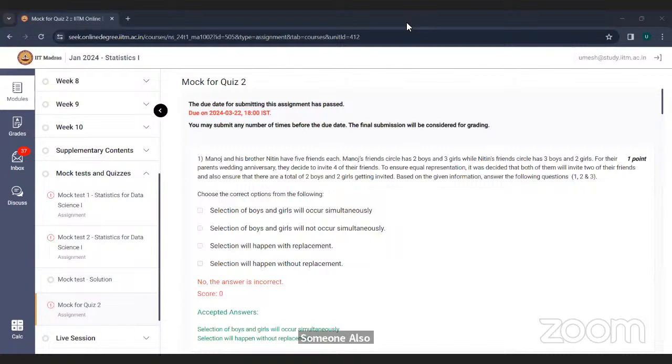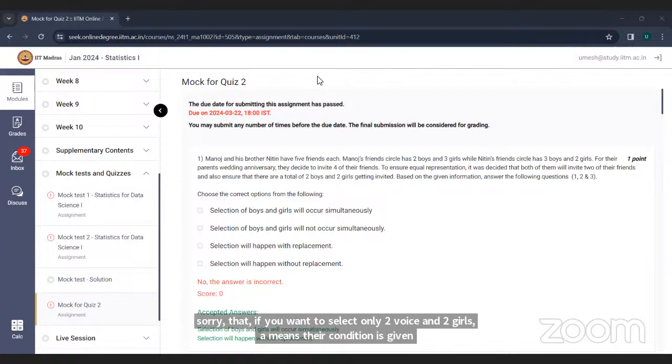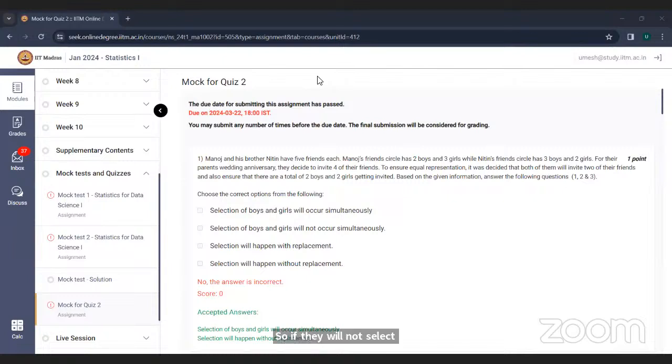Sir, I thought that if we want to select only two boys and two girls, meaning that condition is given, then if they do not select simultaneously, it might be that Manoj selects two girls and also Nitin selects one girl between them. Then it will not work. That's the right answer.